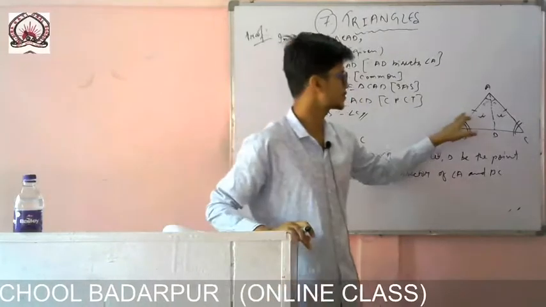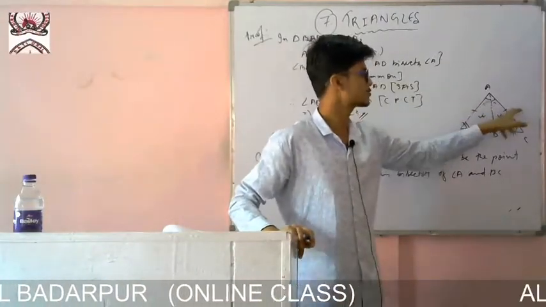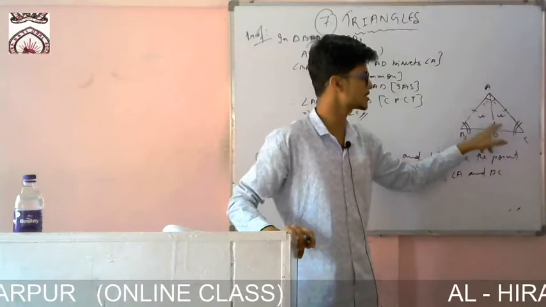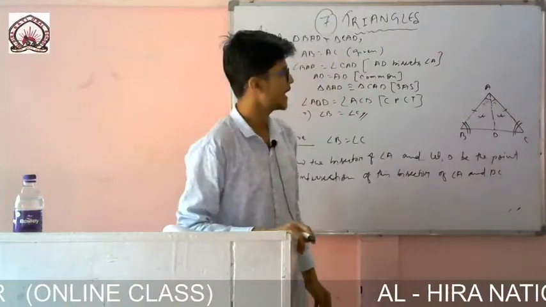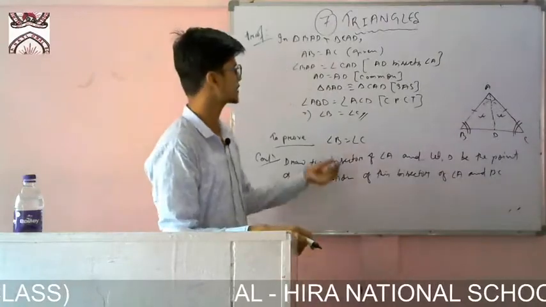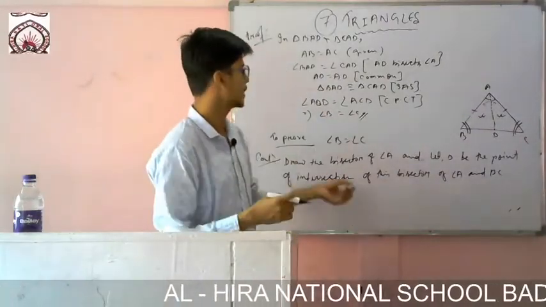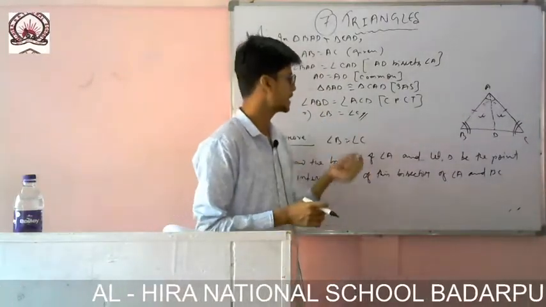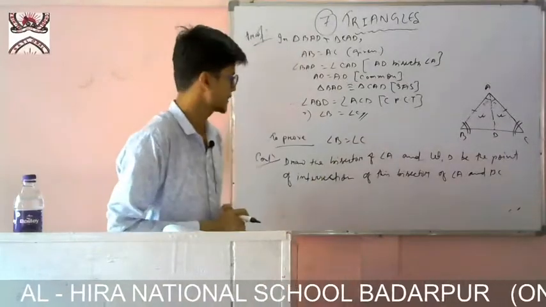I have taken these two sides, which were given equal, and these two angles were equal, because AD is the angle bisector and AD is the common side for both the triangles. So I can say that these two triangles are equal. Okay, so that means angle B is equal to angle C.